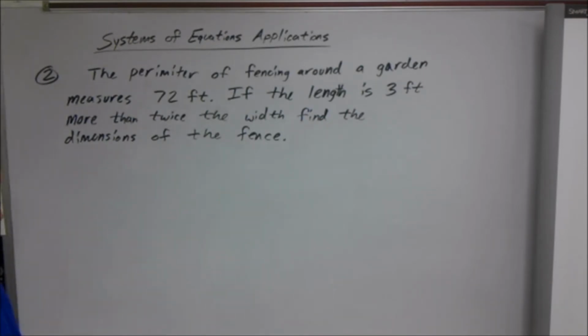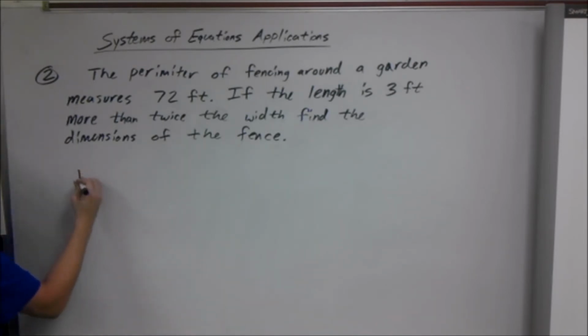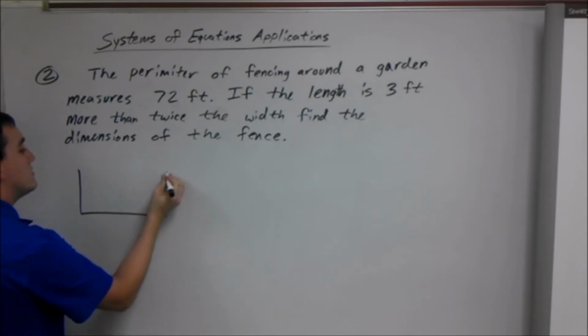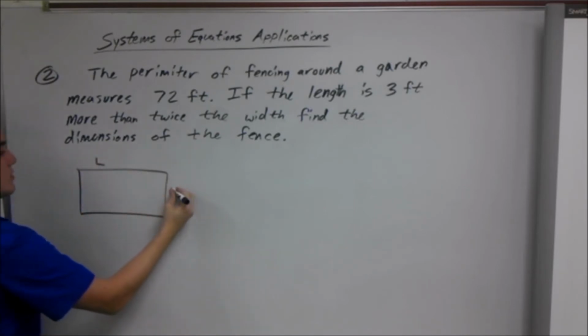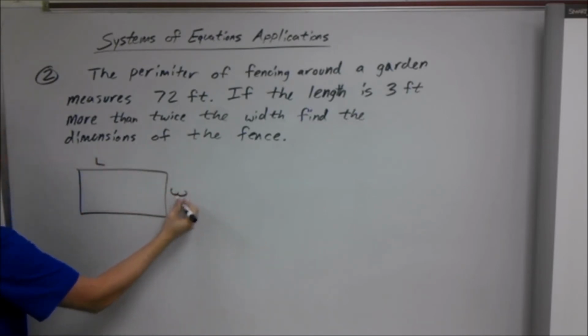Okay, next problem, a standard systems of equations problem. The perimeter of fencing around a garden measures 72 feet. So when we're talking about perimeter, and it's best to draw a picture, we're talking about the length around something. Alright, and we know the larger side is length, the smaller side is width.